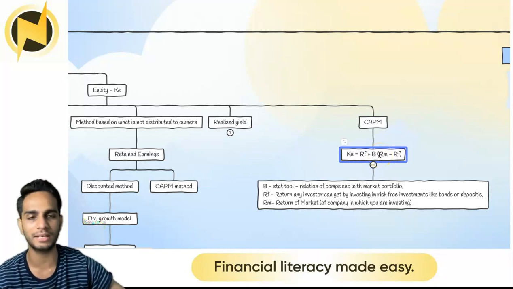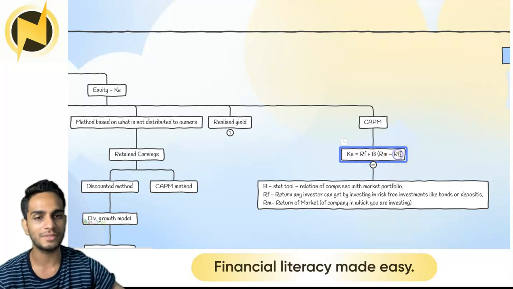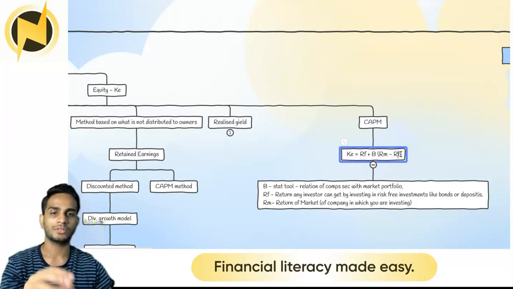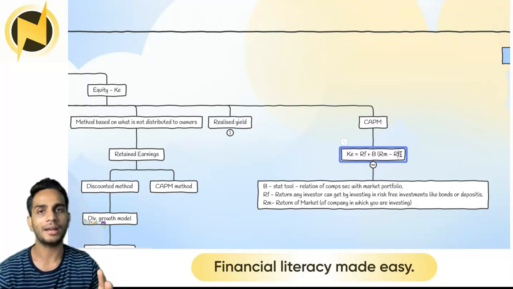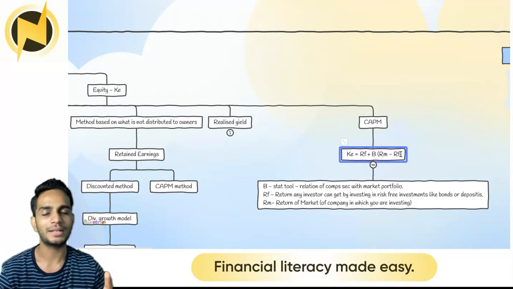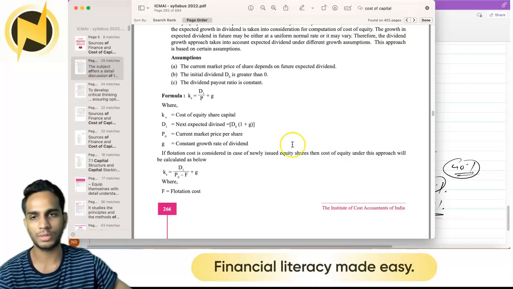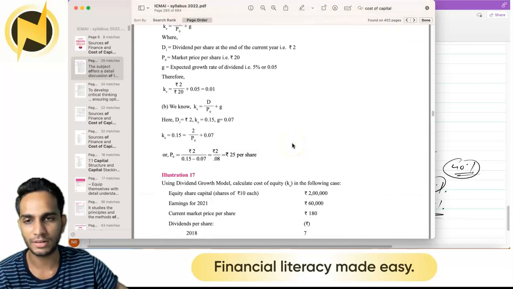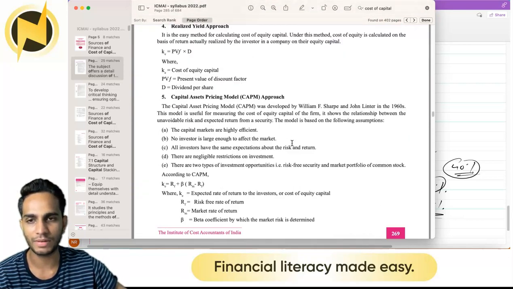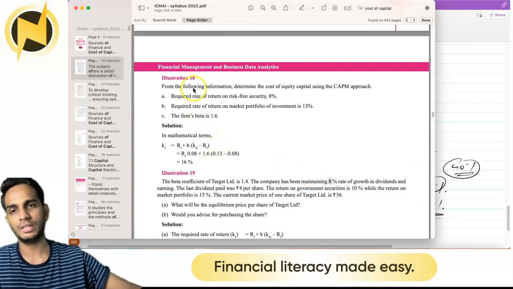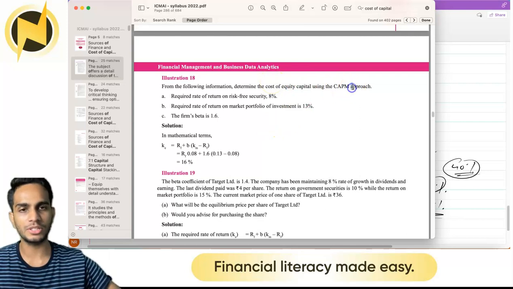It's also called the systematic risk of a company. RM is the return of the market and RF is again risk-free return. So always remember, RF is risk-free return, RM is return on the market, beta is systematic risk. All of this will be given in the question. Let me see if I can find a question and explain all this from that question, because else it will be a bit confusing. Yeah, so found one question. Illustration 18. From the following information, determine the cost of equity capital using CAPM model.